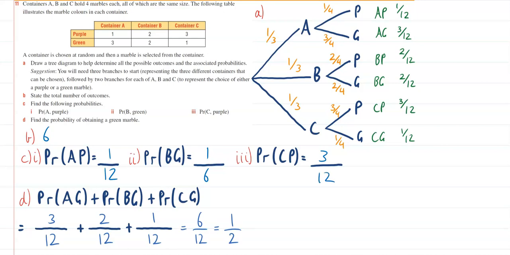Find the probability of obtaining a green marble. So that's all of our options, AG, BG, and CG, all added together. And that comes out to be 1/2. So really not too bad, just the setup was the challenge for that question.